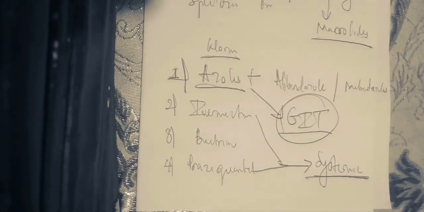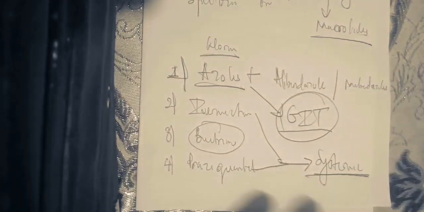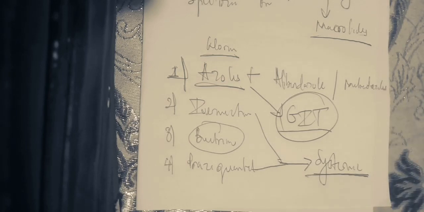Is it clear? So those are the general management and the specific management of worms that you have to know. This is what you have to know. And then the last one is Bactrim. You are going to add Bactrim particularly in patients that are immunosuppressed. Is it clear? Particularly in patients that are immunosuppressed.